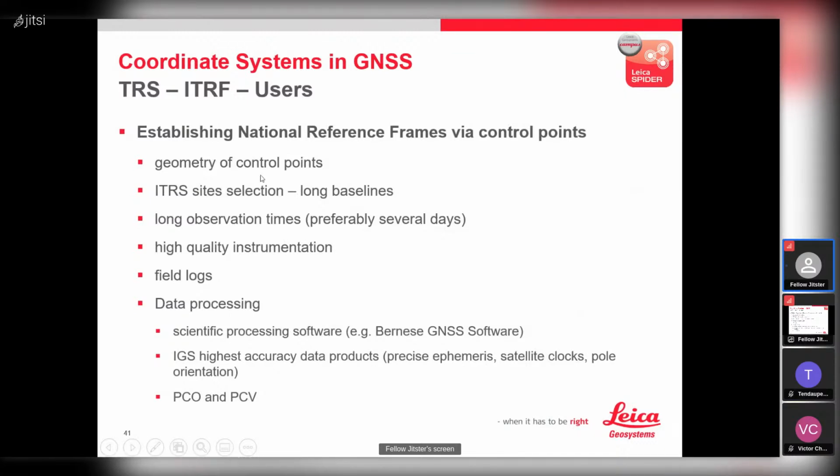So what was important? Some kind of geometry of control points. You should select control points covering the whole country typically, so that you get the best possible coverage. Since you were using long baselines, because the IGS stations, especially in Africa, are not so dense, you can expect long baselines, which means that long observation times were always recommended, preferably several days of data. For example, here we used 14 days of data for the computation of core stations. This could be another reason for the difference that we see, because we use 14 days of data.